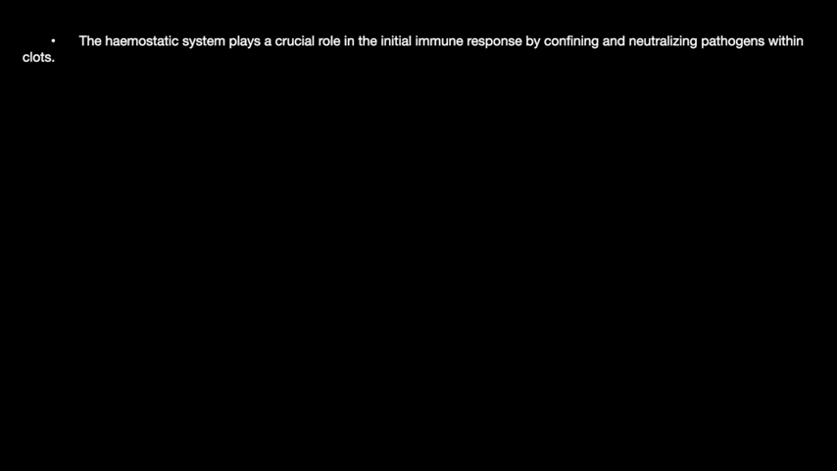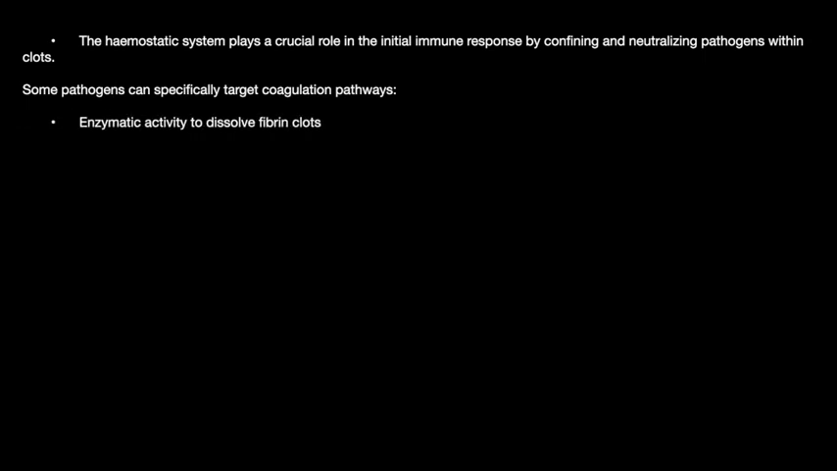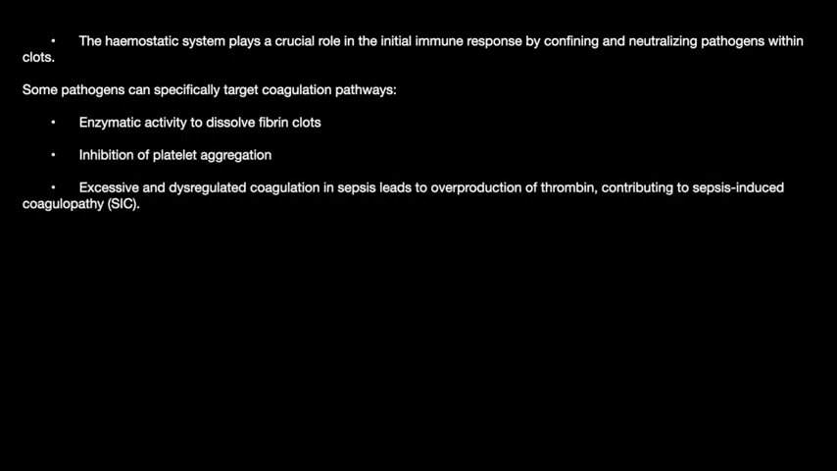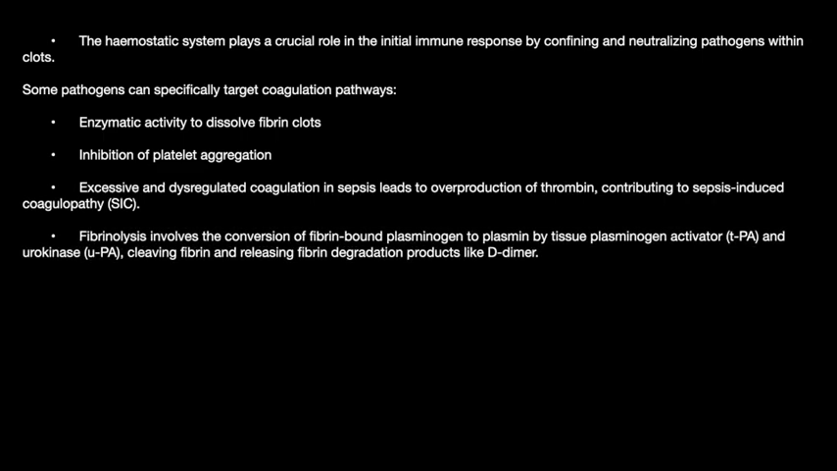So now that we see how the inflammation and the endothelium have reacted to sepsis, let's see how hemostasis is getting affected. The hemostatic system plays a critical role in the initial immune response by trying to confine and neutralize the pathogen within these clots. Some pathogens can specifically target the coagulation pathways by enzymatic activity to dissolve the fibrin clots, or by inhibition of platelet aggregation. Excessive and dysregulated coagulation in sepsis leads to overproduction of thrombin, contributing to sepsis-induced coagulopathy.